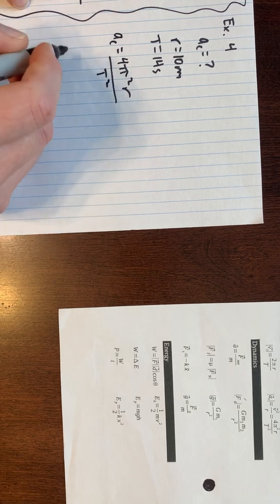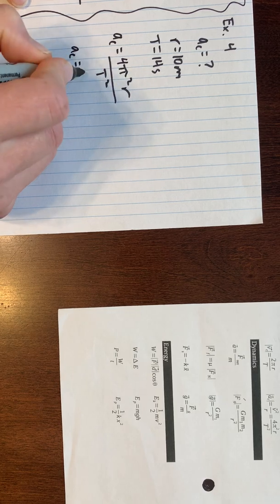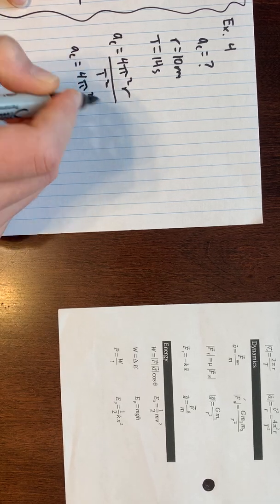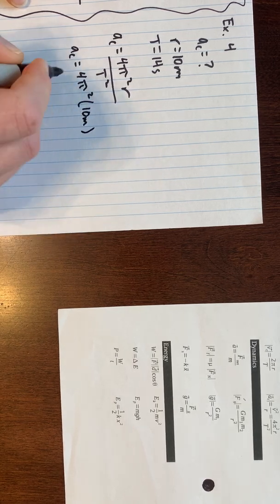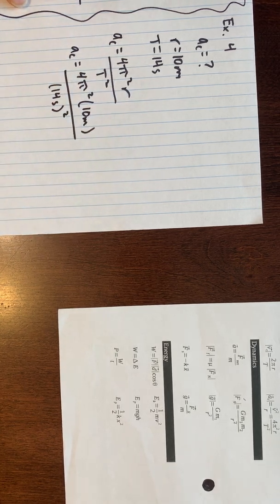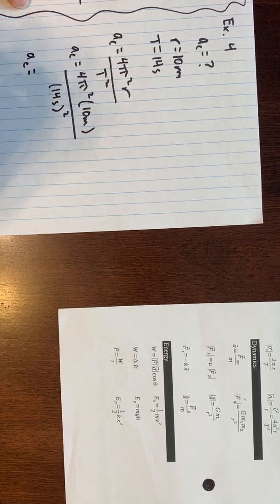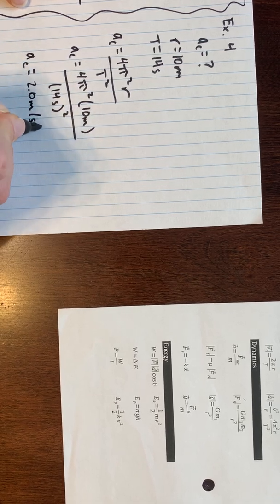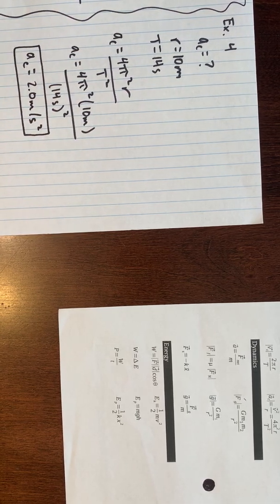Okay, so then we're just going to substitute that in right now. Centripetal acceleration is equal to 4 pi squared multiplied by r, which is 10 meters, divided by our period squared, 14 seconds squared. And crunch that into your calculator. You will get a value of 2.0 meters per second squared. All good?